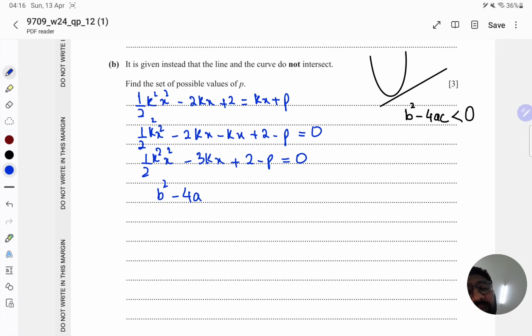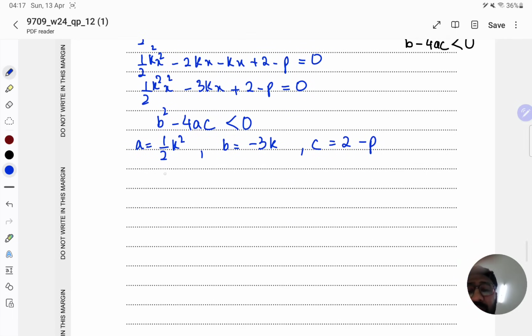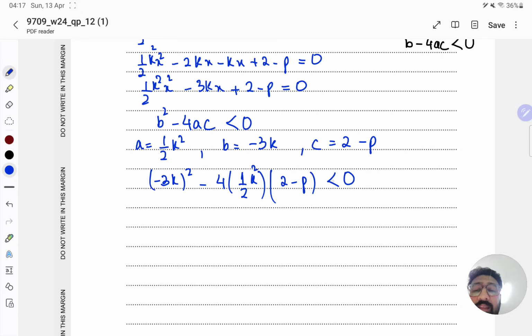He says that the curve and the line do not intersect. So b square minus 4ac has to be less than 0. Less than 0 means the value of a is 1 by 2 k square, the value of b is minus 3k, and the value of c is 2 minus p. Let's substitute it here. It will be minus 3k whole square minus 4 times 1 by 2 k square into 2 minus p less than 0.